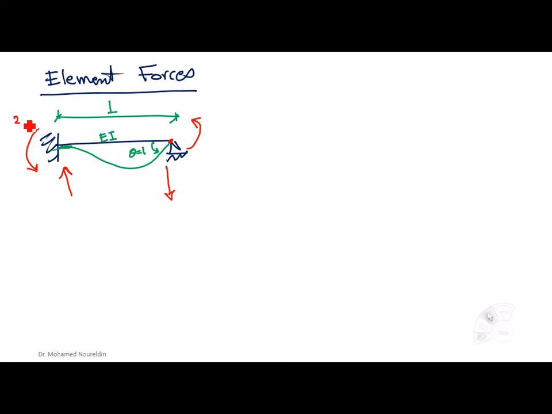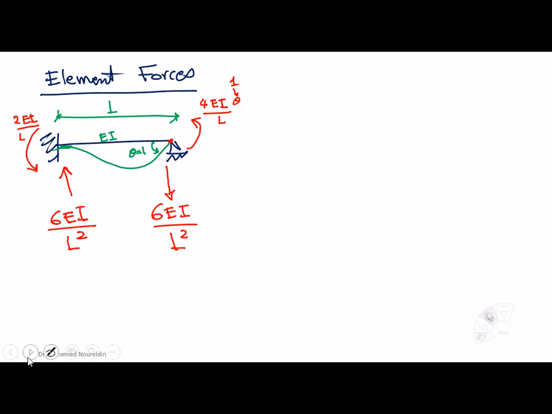The moment is going to be 2EI over L, and here it is going to be 4EI over L. Actually, we should multiply by theta here, but theta is 1 here. We are using 1 unit rotation. And the shears are going to be 6EI over L squared here, and 6EI over L squared here. Okay, and we have L.